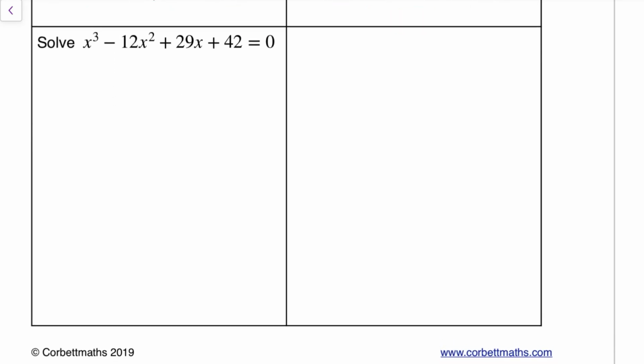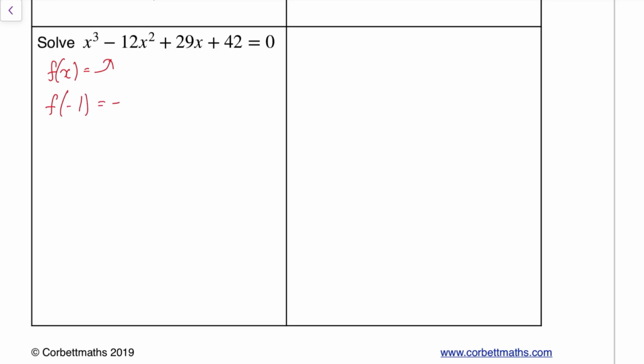Next one. Oh, we haven't done one of these before, have we? Okay, good question. It's a solve, but it gives me no help whatsoever. What I'm going to do is first of all say that f(x) is equal to that thing there, which allows me to write it slightly easier. Then I'm going to work out some values. Just in my head, if I put 1 in, that's 1 minus 12 plus 29, but that's not going to work. But I think -1 might do. So let's try -1.